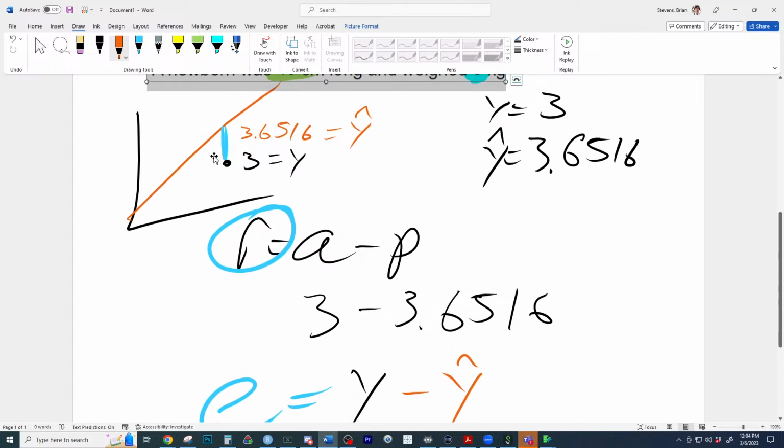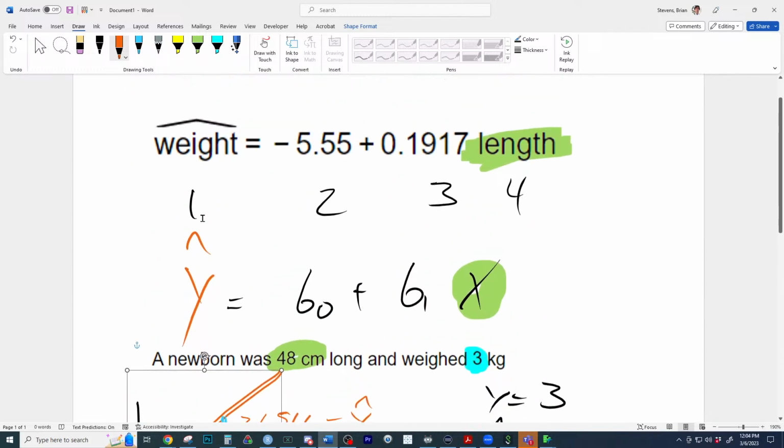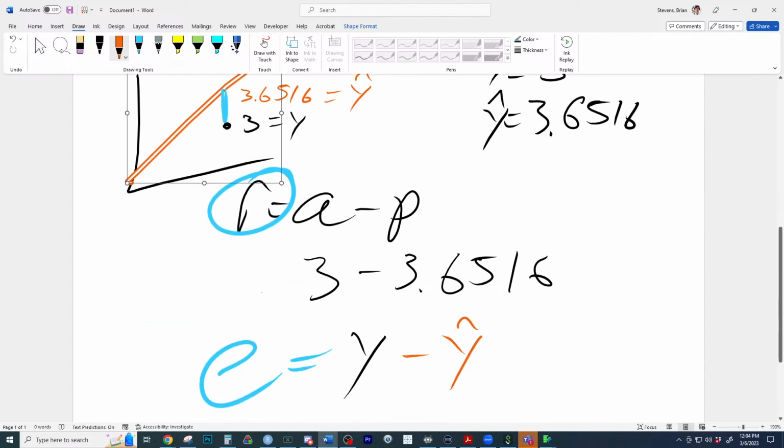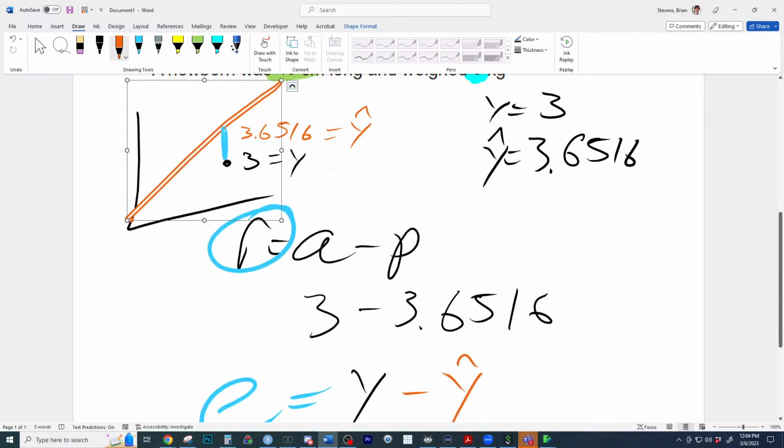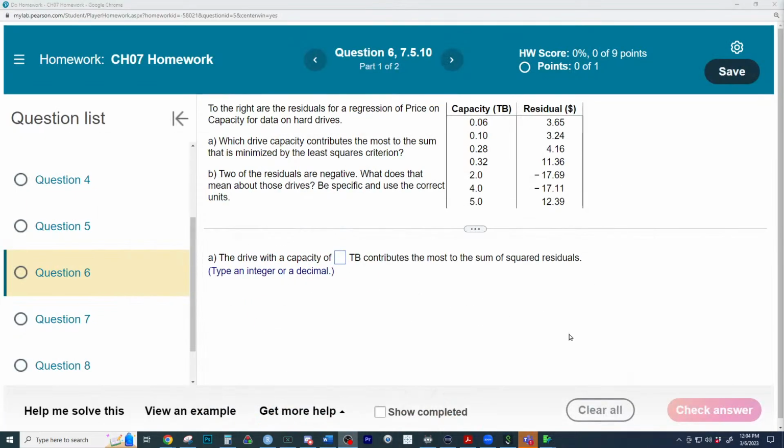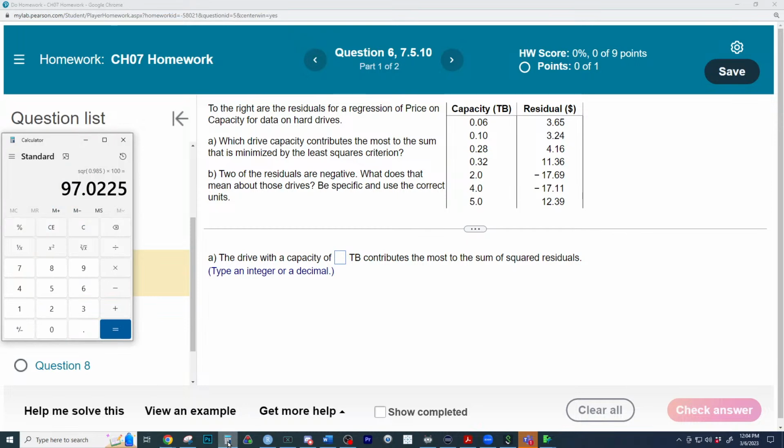And I have it a little color-coded right here, showing you the orange is the line. The line makes predictions, so the line is going to predict the weight. And then you take the actual minus the predicted, and if you look, the actual was 3, the predicted was 3.6516, so it's negative, which means it's below the line. This is the biggest, and the reason we square these is because when you square them, they're always positive. So if you sum the squared residuals, you will always get positive numbers.